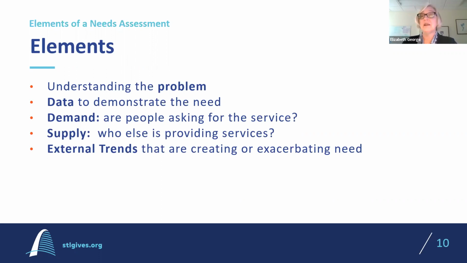And then supply. Go back to that map from the Clark Fox Family Foundation. Who else is providing services? Who else could you work with, and are there enough people providing or filling this need that perhaps your program would be duplicative? And then external trends. What are those external trends that are creating or exacerbating need?